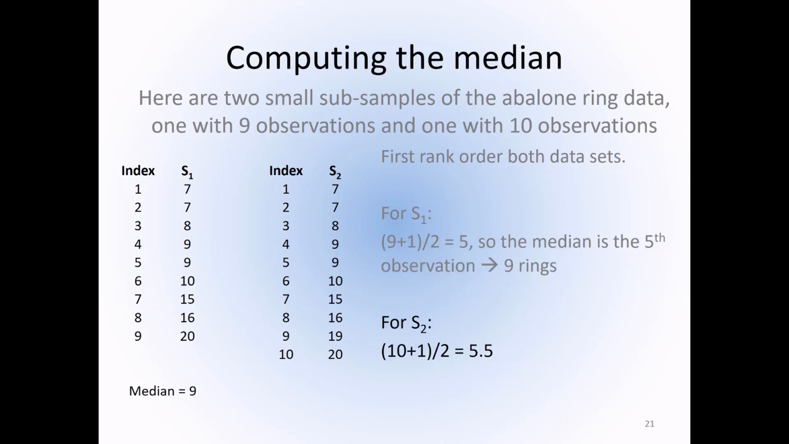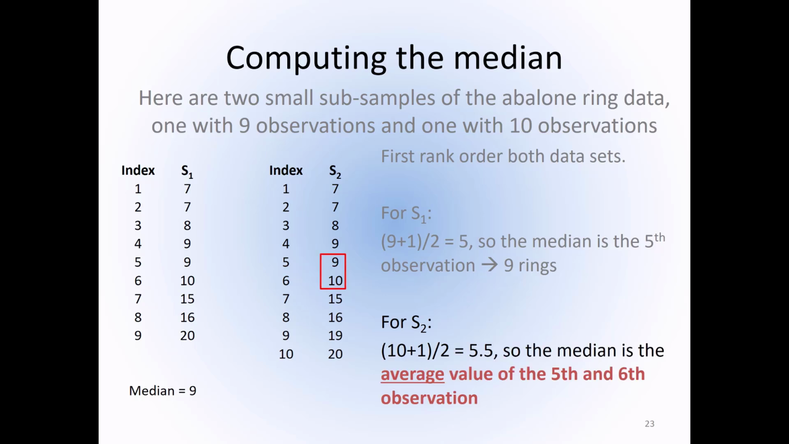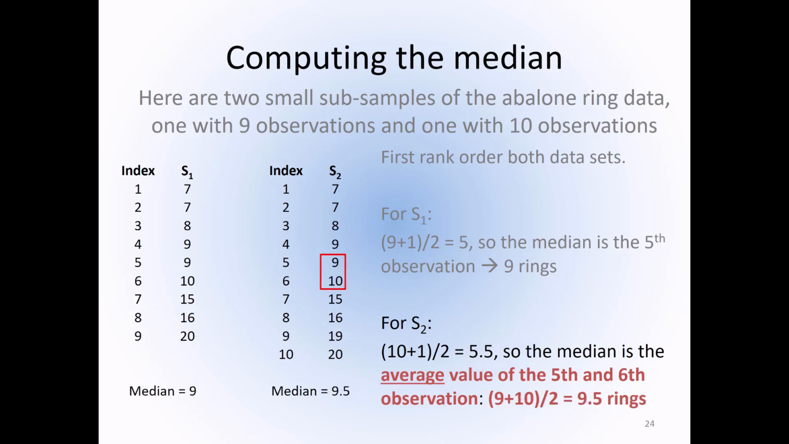Now, for our second subsample, again, a little bit more challenging because we have an even number of observations, and our median is going to be our 5.5th observation. So our value between observation 5 and observation 6. So we need to take the average value of these two observations. We're now comfortable taking the average. So what we find is that the median is 9.5 rings in this particular instance. So close to the first, but slightly different.